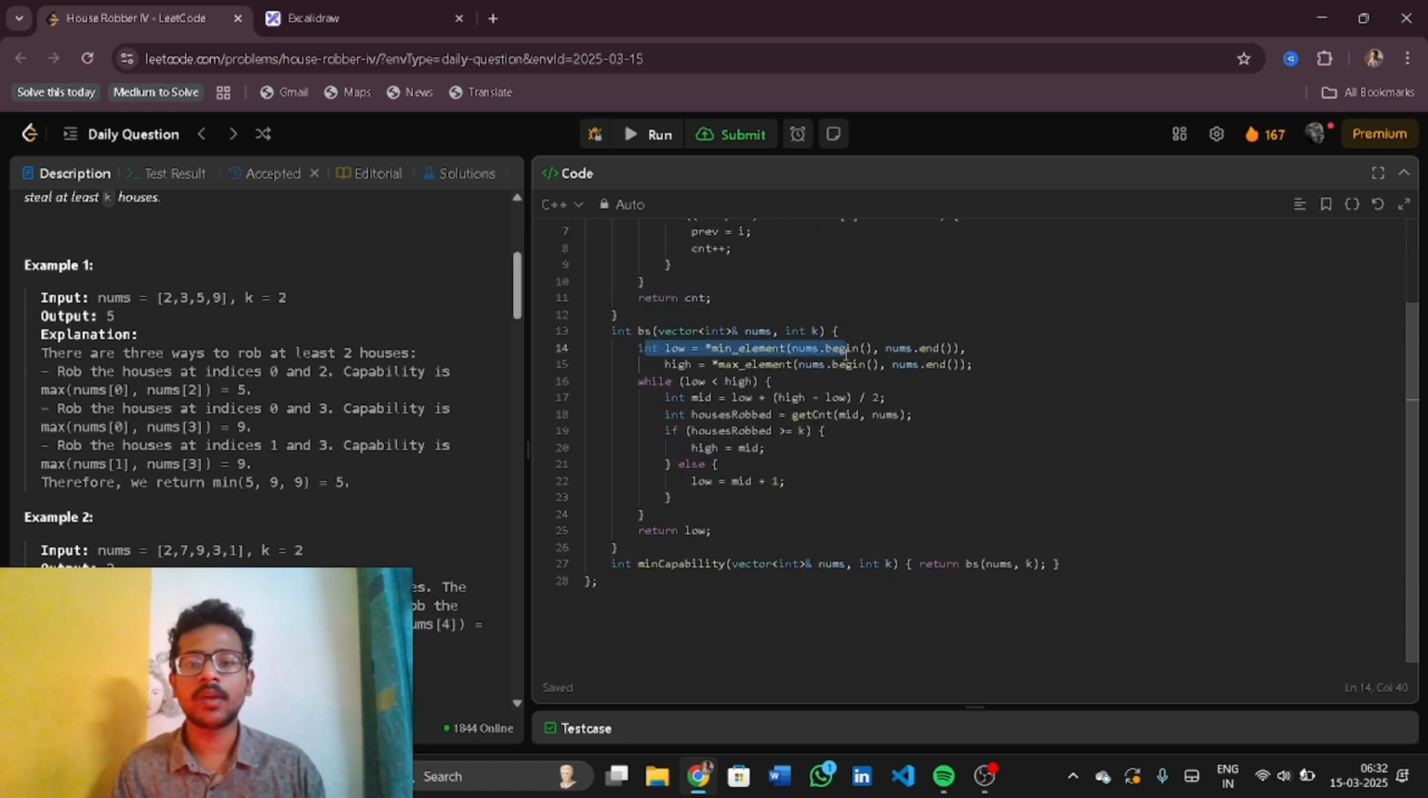So low is the minimum element from nums and high is the maximum element from nums. While low is lesser than high, take the mid value, low plus (high minus low) by 2. Houses robbed is get count of mid comma nums. If the total houses robbed is greater than or equal to k, high is equal to mid, else low is equal to mid plus 1, and I'll return low because I need the minimum value of these houses robbed. So the minimum capability will be returned by a search of nums comma k. This is how you solve this problem.